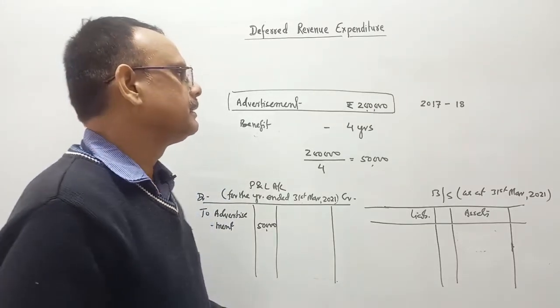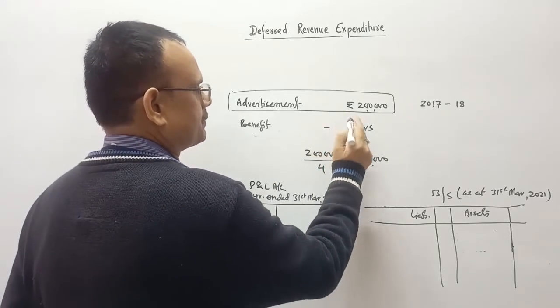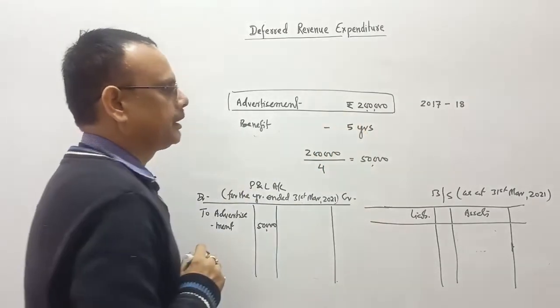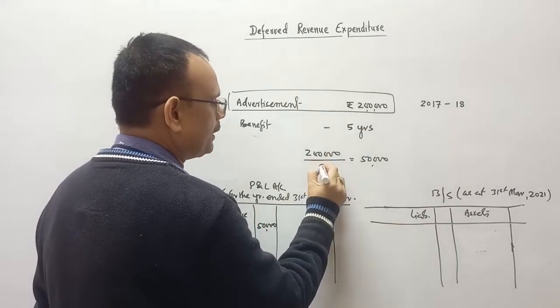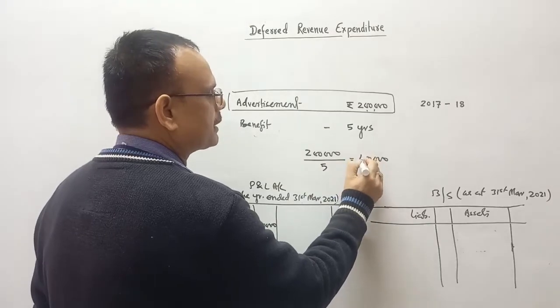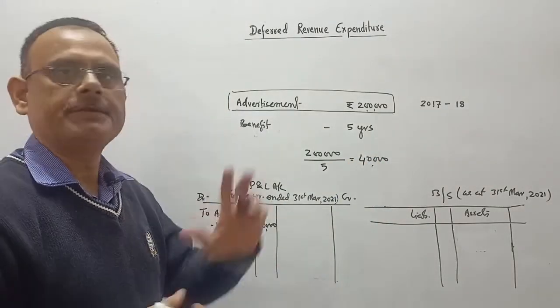Is it clear? Till it is finally written off. Suppose the benefit will be for 5 years. Then how much will we write off every year? We will write off 40,000 every year. How many years will we write off? We will write off for 5 years.